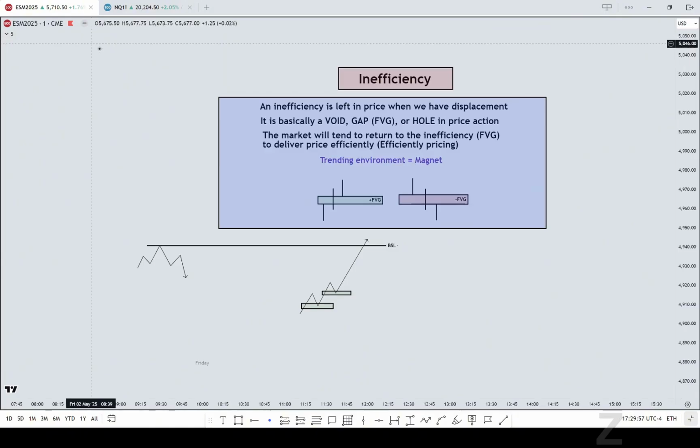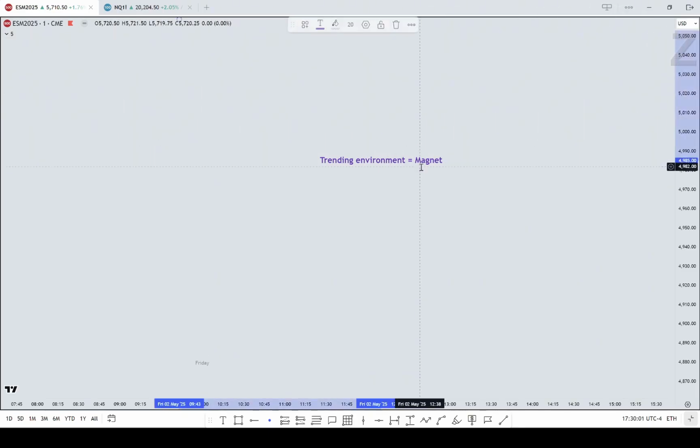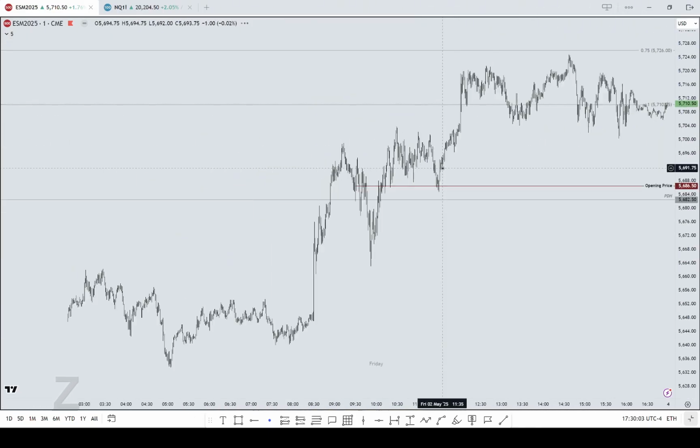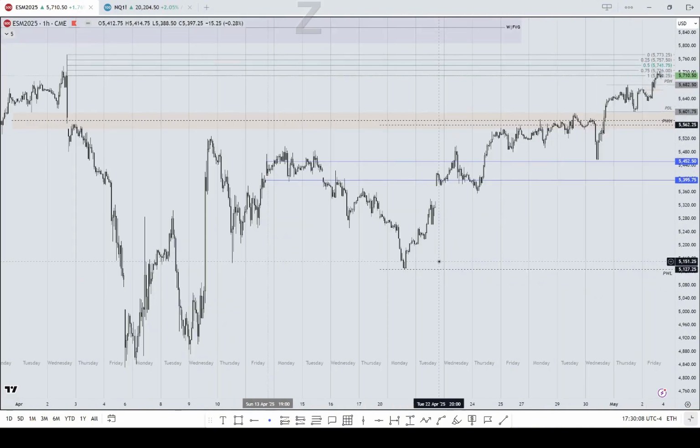Any more questions about this one before I jump to the charts? No, good. So this is how my chart looks like.